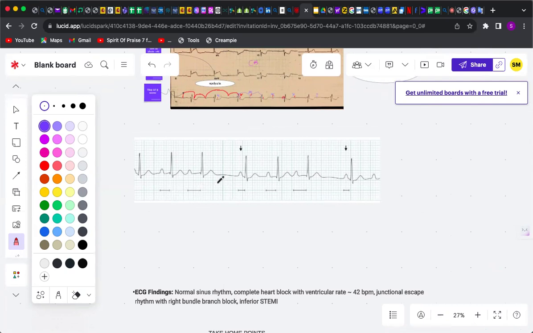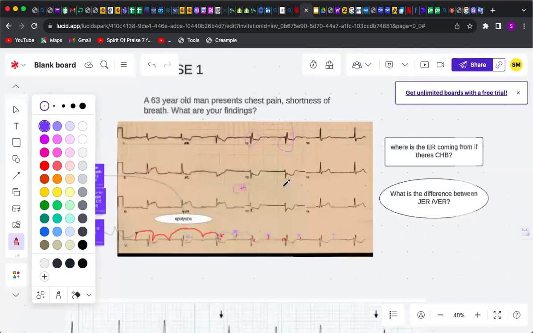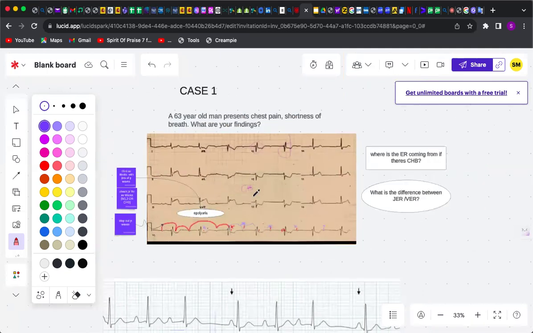Okay, so you see that there's a progressive increase in the QRS, and then there's a drop on the QRS complex, on the PR interval, and then a drop. Okay, so these ones are easy to pick out. So this was the case where we had an inferior MI going on.